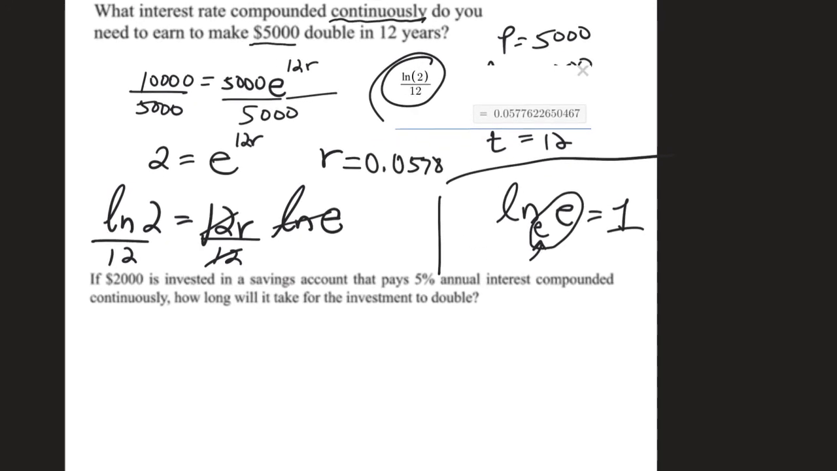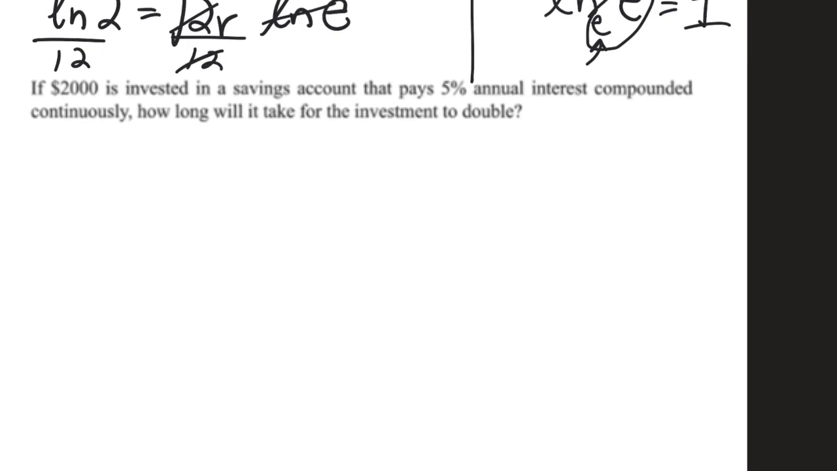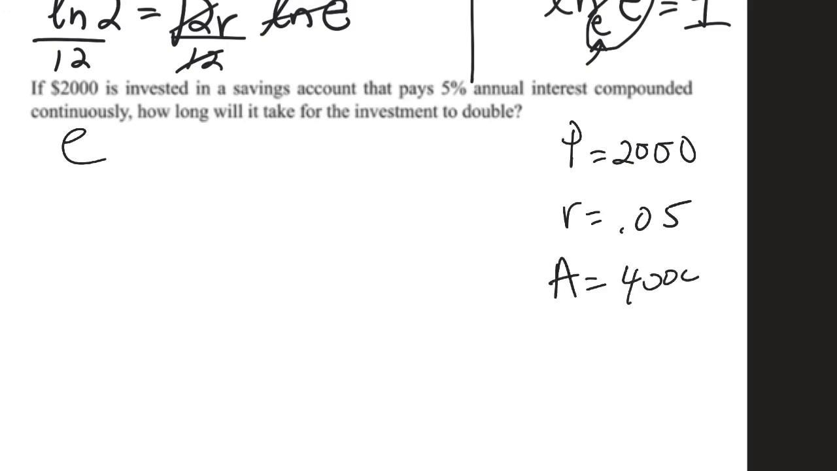Let's look at the last example. They want $2,000 invested. That's principal is $2,000. It pays 5%. My rate is 0.05. Interest compounded continuously means e. How long will it take for the investment to double? If the investment doubles, that means it's $4,000.